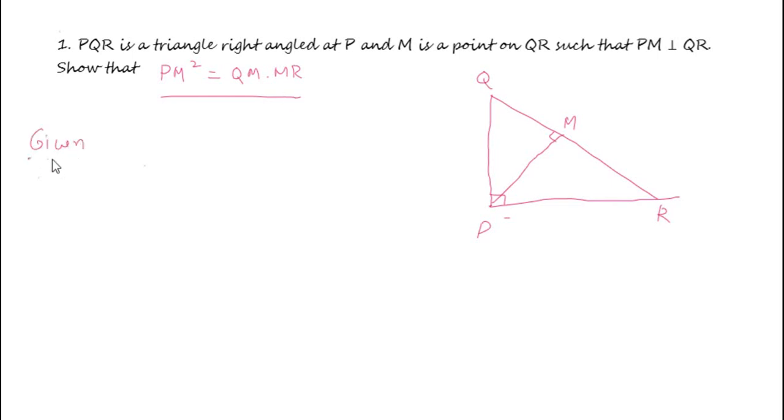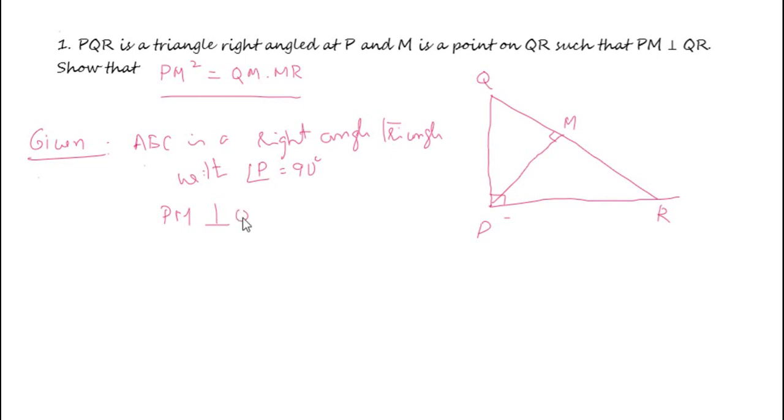What is given? Given PQR is a right angle triangle with angle P equal to 90 degree. Then PM is perpendicular to QR.